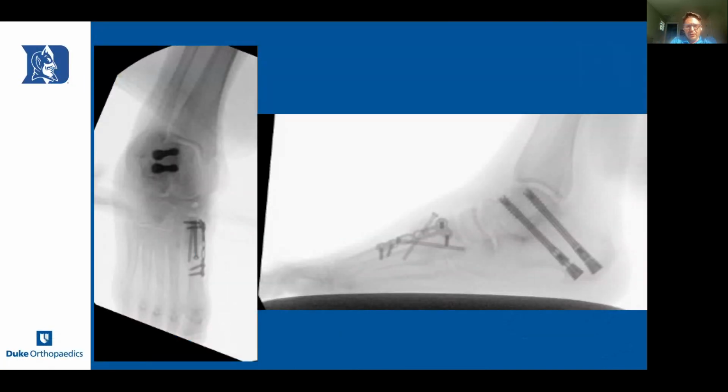And then I did a subtalar joint fusion. I did a brevis to longus tendon transfer. I did a Lapidus. I did an FDL tendon transfer to protect my talonavicular joint, and I did a spring deltoid ligament augmentation.